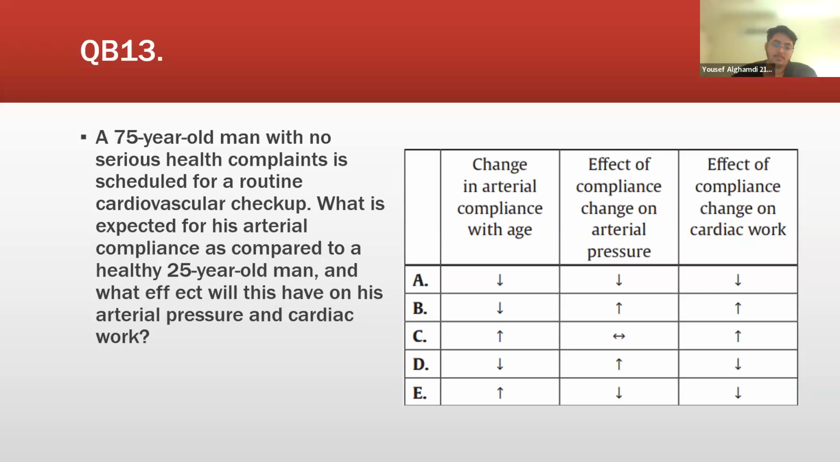Effect of compliance change on cardiac work. So the arteries are less compliant. They have more pressure. Remember what I said in the beginning of the lecture? If the arteries have a lot of resistance, that means the heart has to work extra hard to push against that resistance, right? They're giving you a hard time at work. So you have to work more. So your cardiac work is going to increase. Your contractility is going to increase. So that leaves us with only B. I hope this question comes and then you guys remember that it gives you a hard time at work and you remember my face and then you answer.